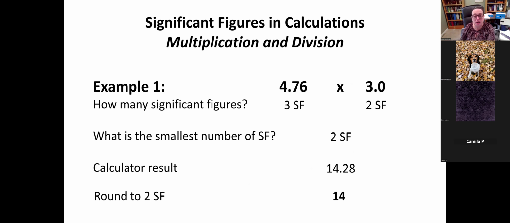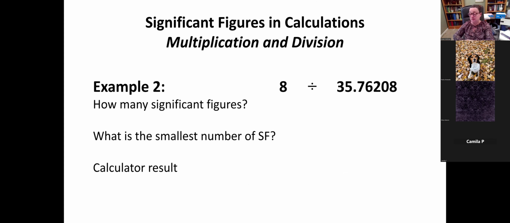Okay. Let's try another one with dividing this time. It's the same rule though. Multiplying or dividing, it's the same rule. What's important is the number of significant figures. So step 1, how many significant figures are in the numbers that you're using in this calculation? All right, so how many significant figures are in 8? Well, that's so sad, isn't it? Just 1. Yes. So this measurement wasn't done very well. It only has 1 significant figure. This person did not work real hard.